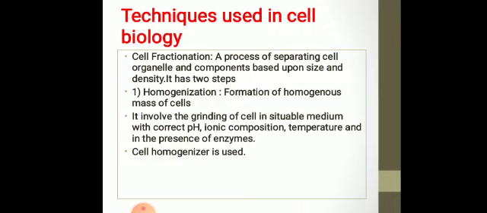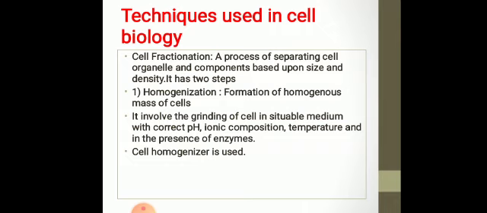The first step in cell fractionation is homogenization. Homo means same. What is meant by homogenization? Formation of a homogeneous mass of cells. It is just like you put mangoes and milk in a blender and you blend it, and then you get a homogeneous mixture. Like the same phase, the mixture is in the same phase. You can't see the solid or the liquid part separately.